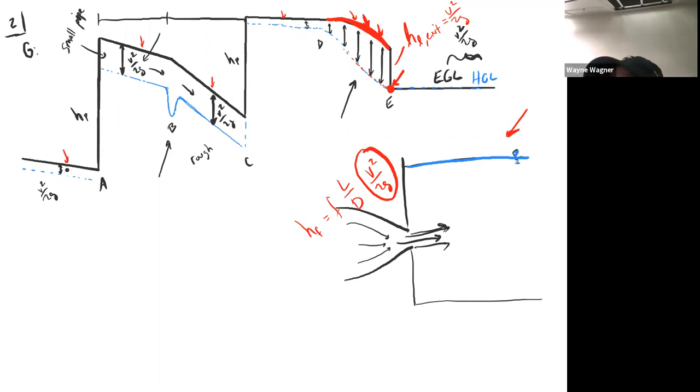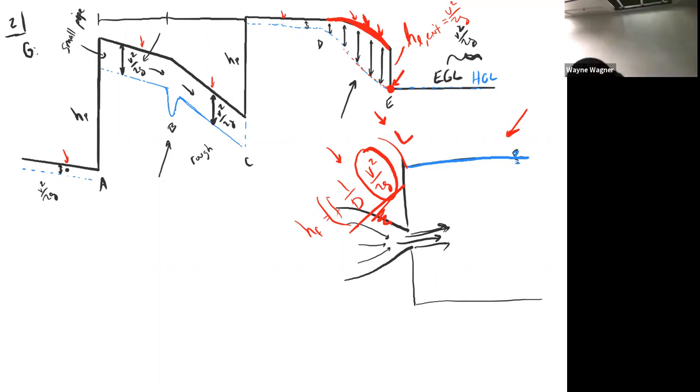And if we wanted to make it per unit length, we would divide by length and make it like this. So this would be the head loss per unit length right here, and we multiply that by the length. So this is essentially the slope of that line.